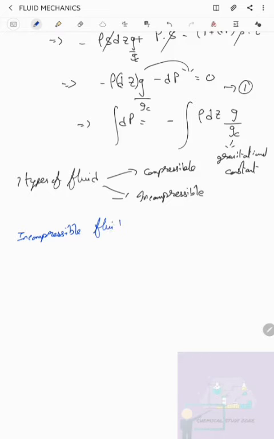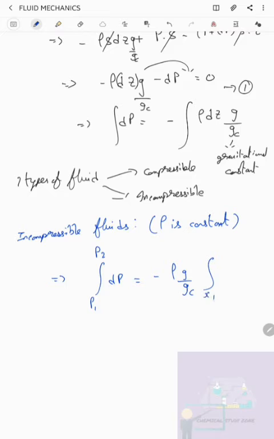For incompressible fluids, rho, which is nothing but the density, is constant. So we can remove this density out of the integral symbol. So the integral of dP from P1 to P2 equals minus rho into, as g by gc is always a constant value, the integral of dz from some point x1 to point x2. After integration we will get P2 minus P1 equals rho into g by gc into x2 minus x1.